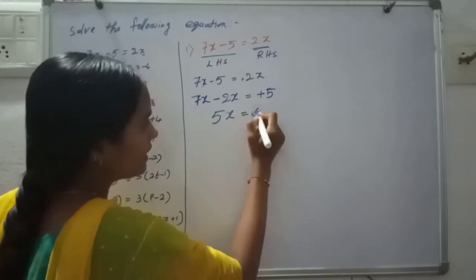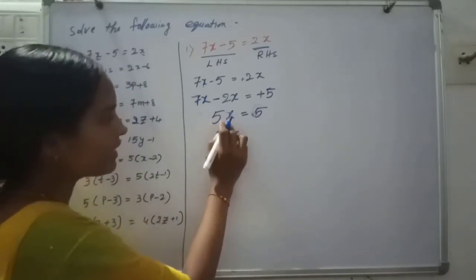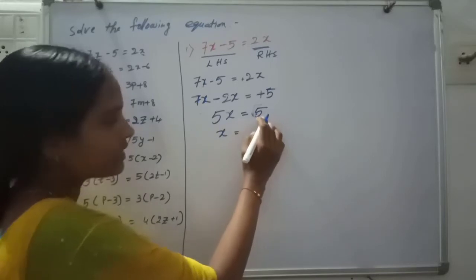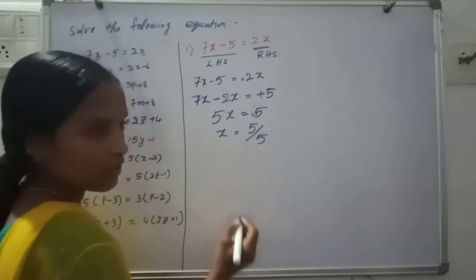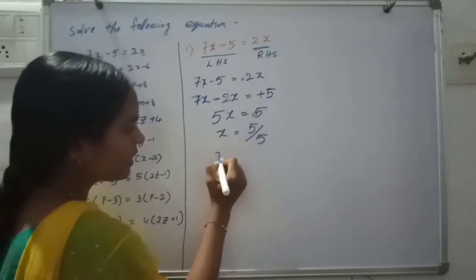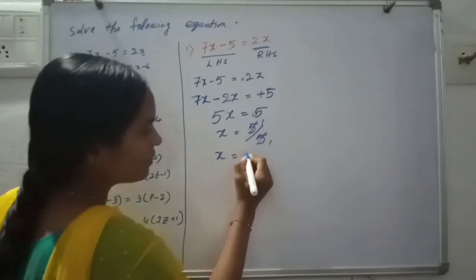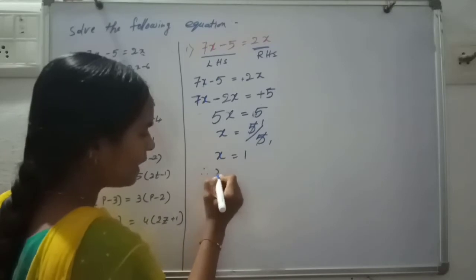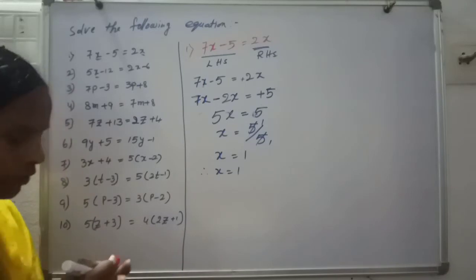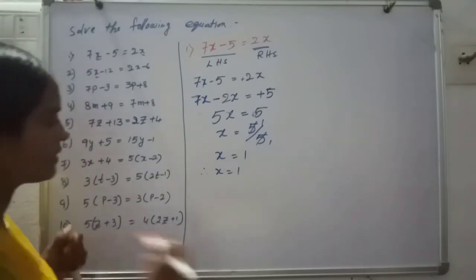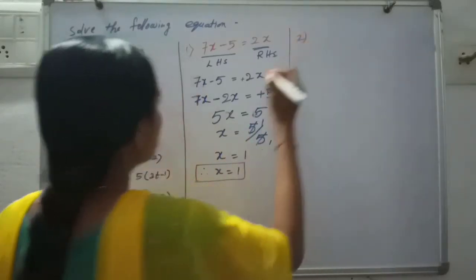Okay. Now let's see here. Here 5 multiplied with x goes to the RHS. 5 divided by 5. Now here x equal to 5 by 5. It is cancelled. X is equal to 1. Therefore x equal to 1. Okay. The first one is completed. Now let's see the second one.